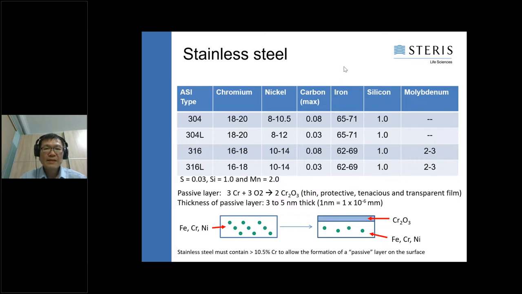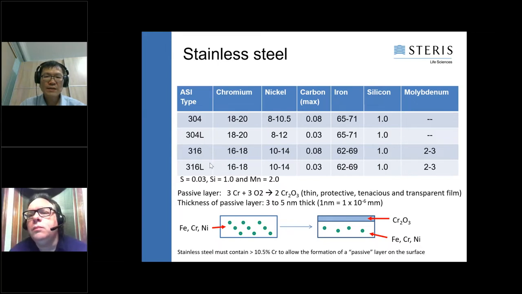Okay, so first we look at the basics of stainless steel. There are different types and grades of stainless steel. The commonly used types in pharmaceutical manufacturing are basically the 304 and 316 grades of stainless steel. The difference between 304 and 316 grade is basically the presence of molybdenum in 316 grade stainless steel. This molybdenum has the effect of improving the corrosion resistance of the stainless steel.